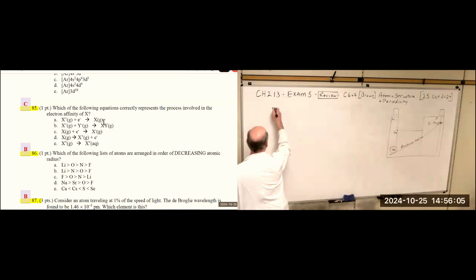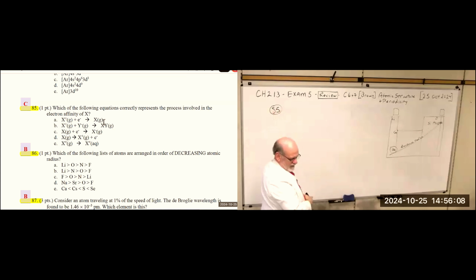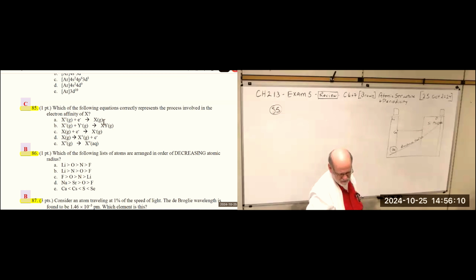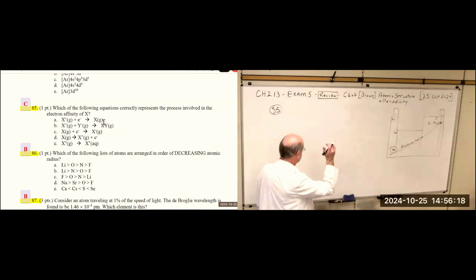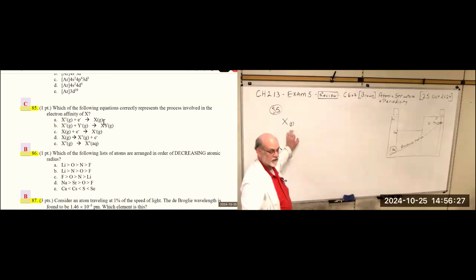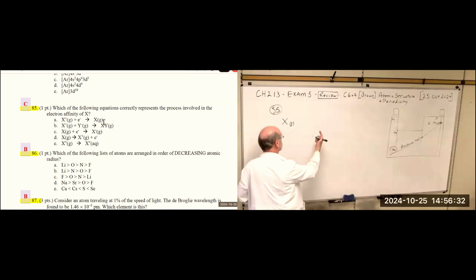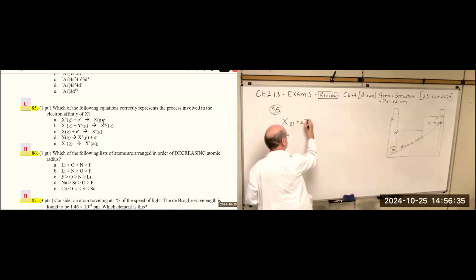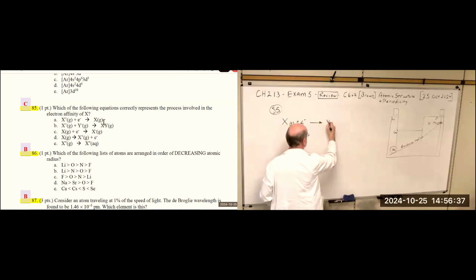85. Let's see, which of the following equations correctly represents the process involved in electron affinity for X? So this is going to be any element X. Again, we start with a monatomic gas. And electron affinity means how attractive is it to electrons? So the electron this time goes on this side and it produces this gas with a -1 charge.